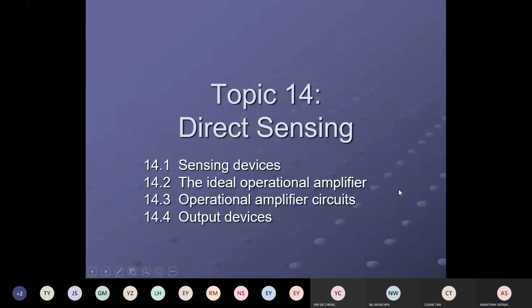Okay, so this is topic 14. This is going to be about electronics, about amplifiers. You learn about transistors. Did anyone learn about transistors before? Like the symbol. You have NPN or PNP, two types of transistor.